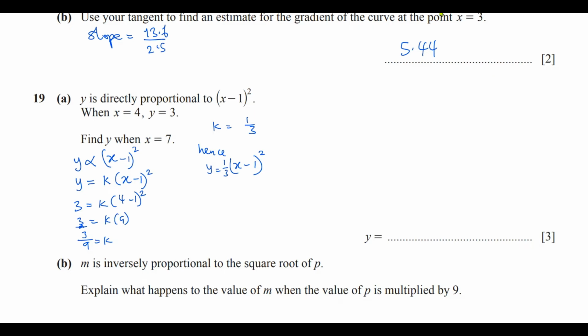So when x is 7, what is y? When x is 7, y becomes 1 over 3 into (7 minus 1) squared, 1 over 3 into 6 squared.